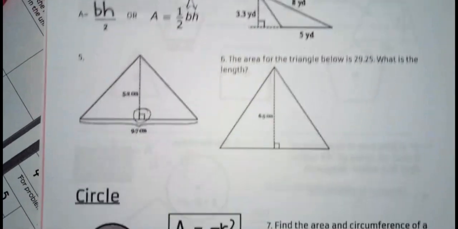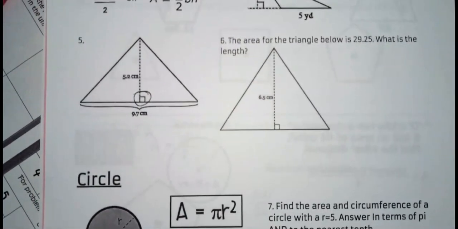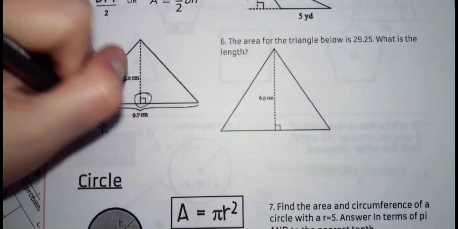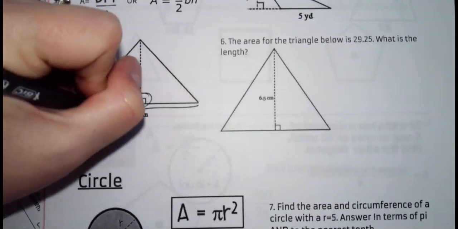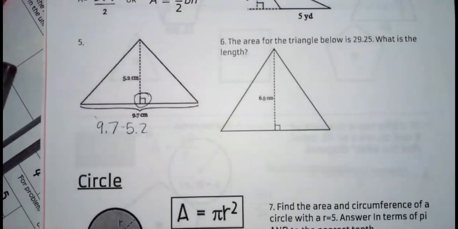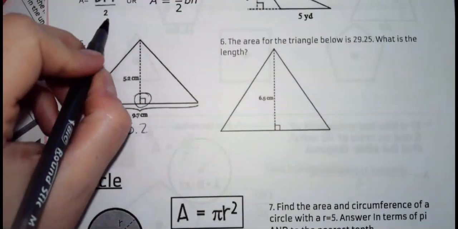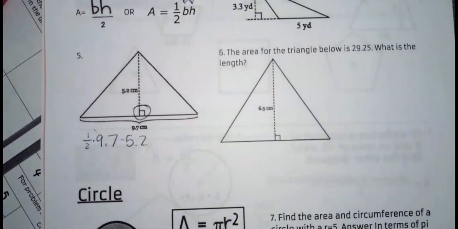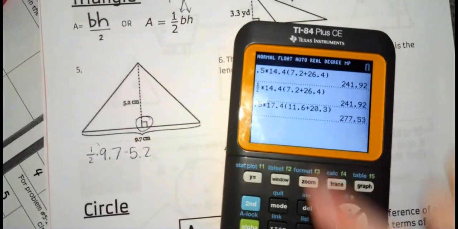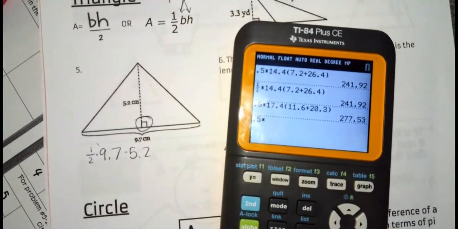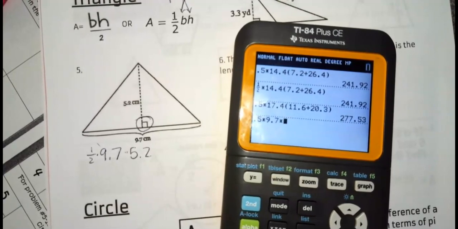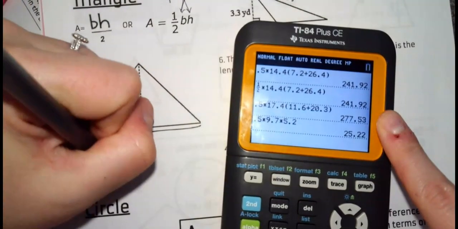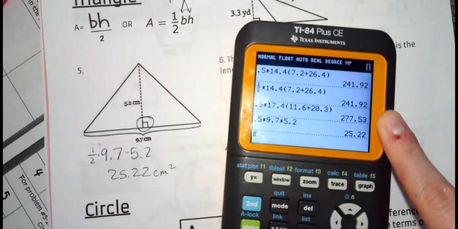But you're going to circle your right angle. And then there's 2 sides that are perpendicular to each other. That is going to be your base and your height. The 2 perpendicular sides. So it's just 9.7 is your base times 5.2. And then you've got a choice. You either divide the whole thing by 2 or you multiply it by 0.5 or 1/2. And I'll do it this way. So remember, we talked about you can either do 0.5 or 1/2, whatever you choose. 9.7 times 5.2, you're going to get 25.22 centimeters squared.